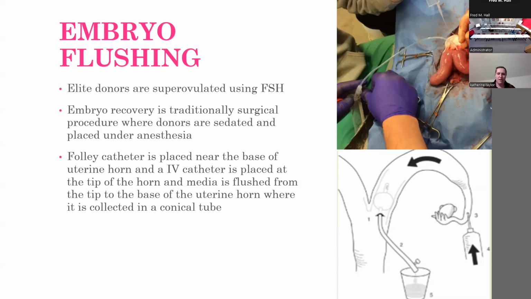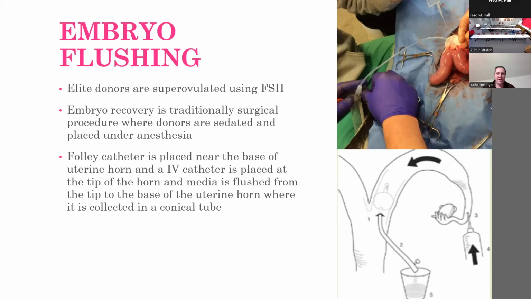Donors are sedated, they're placed under anesthesia, that uterus is exteriorized, and like in the picture at the top, or even at the bottom in this diagram, you could see that Foley catheter is placed near the base of the uterine horn. Then we use an IV catheter at the tip of the horn and flush with media from the tip of the horn to the base of the uterine horn. And then that media is collected in a conical tube. Within that, we search it for embryos.